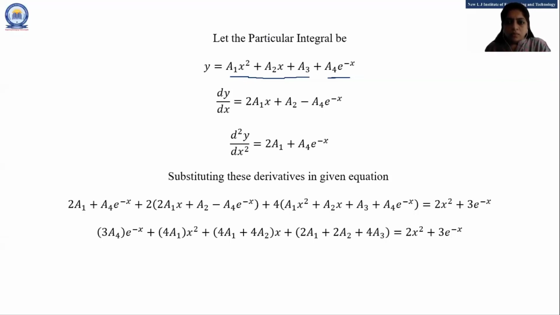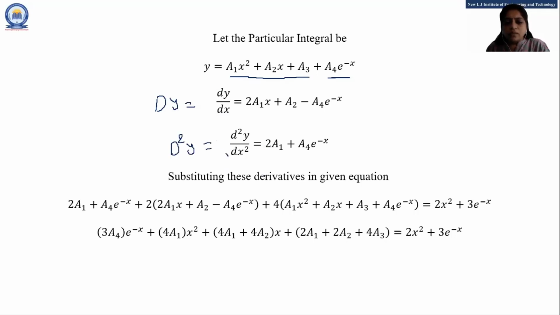So, let's move ahead. Now, the derivative of y, that is dy by dx, is 2a1x plus a2. The derivative of the constant term a3 is 0. And the derivative of e raised to minus x is minus e raised to minus x, so minus a4 e raised to minus x. This is dy by dx. Capital D may also be written, so capital Dy, right? And this is capital D square y, the second derivative.